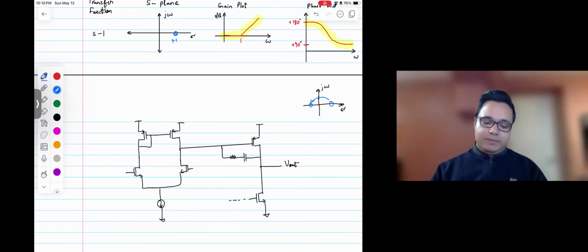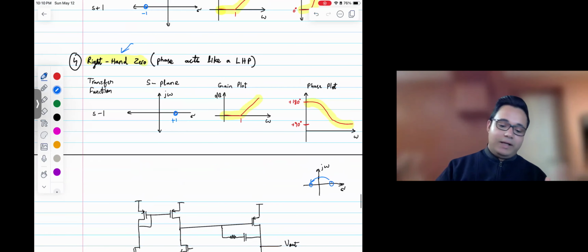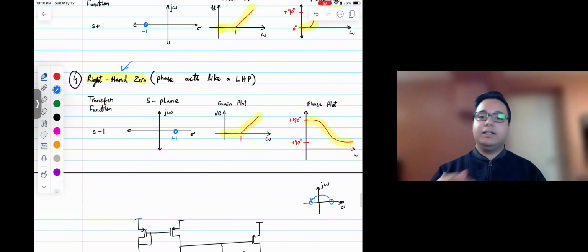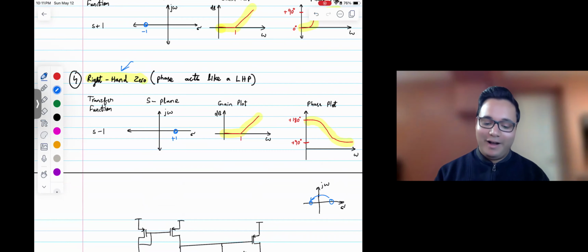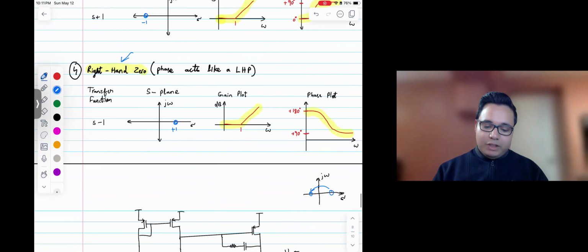So yeah, that's basically the idea. Sometimes you might read something which says we've got a right-hand zero that's acting like a pole. So that's what they mean. Basically, it's reducing your phase, which is bad, and you don't want to do that. And so yeah, that is pretty much it for this video.